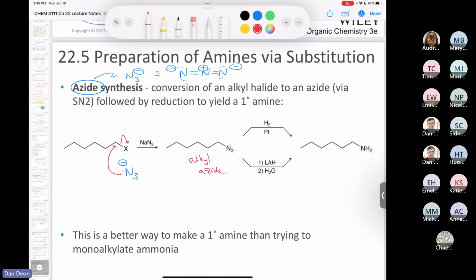The only problem with this reaction is that alkyl azides are explosive. So, you know, generally we frown upon doing explosions in the lab. We like to keep things safe around the lab. So there are better ways to make amines. So we could put here explosive.